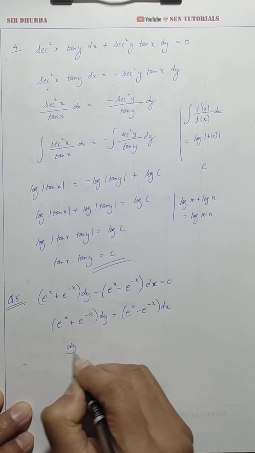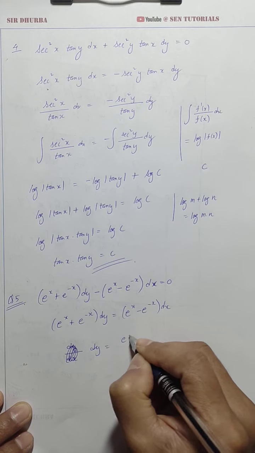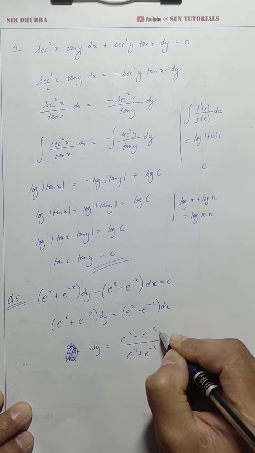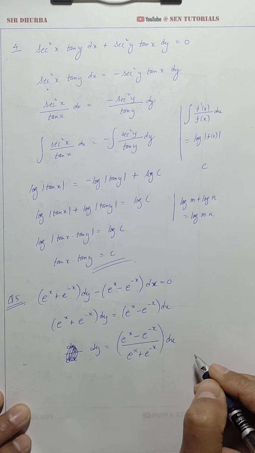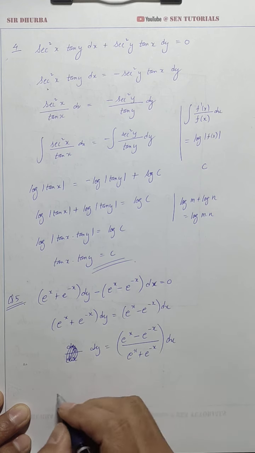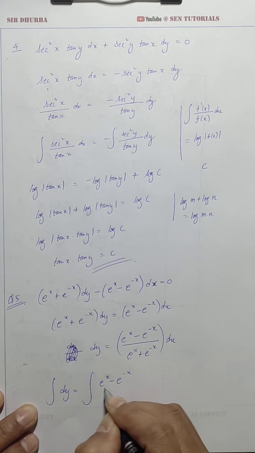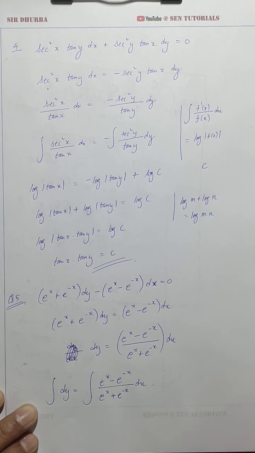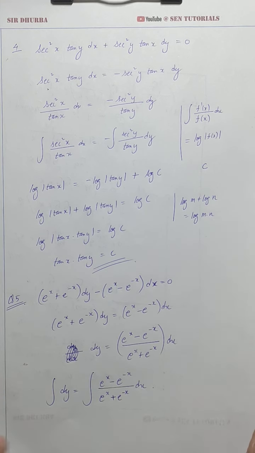So dy by dx equals e power x minus e power minus x divided by e power x plus e power minus x with respect to x. Okay, so now integrating both sides, that's integration of dy, integral of e power x minus e power minus x over e power x plus e power minus x with respect to x. Now here you can do it by substitution method also. You can pause the video and write it down.